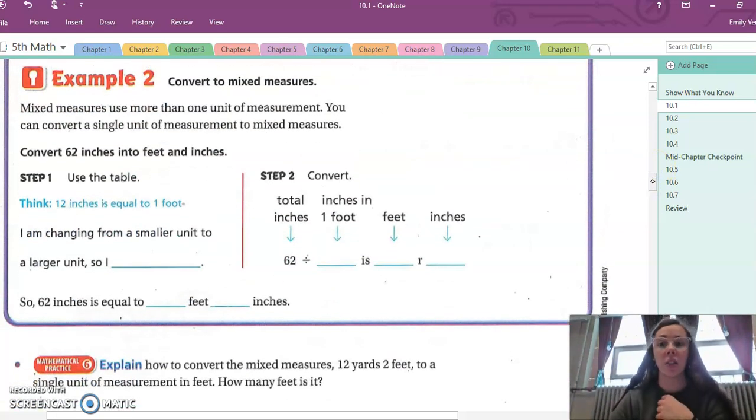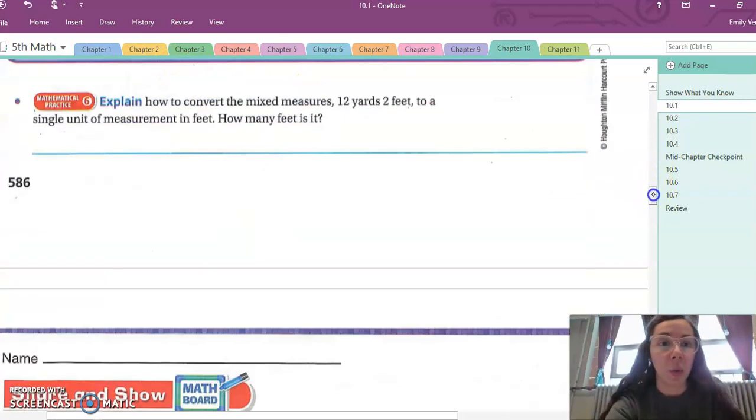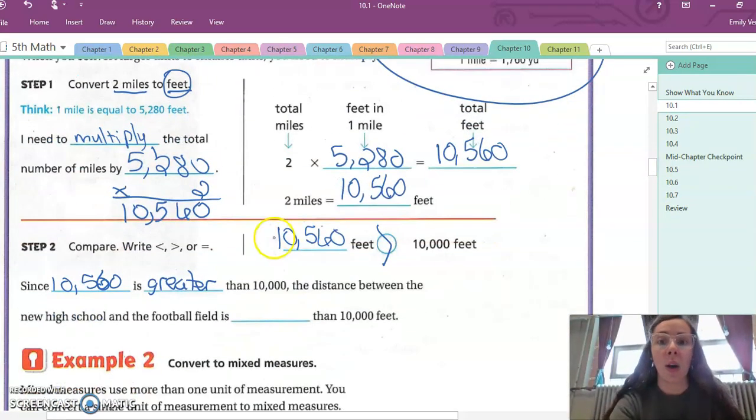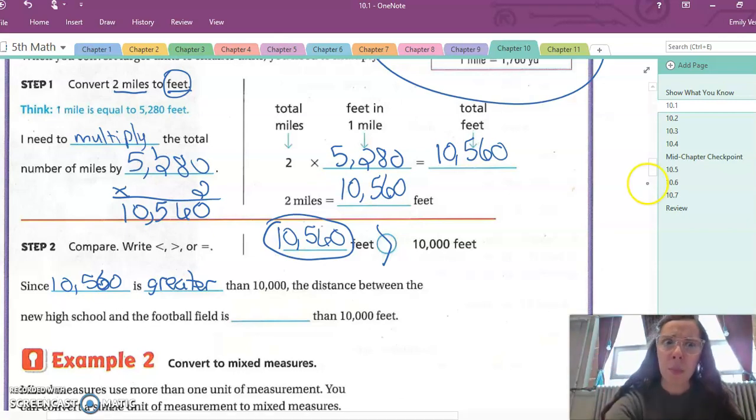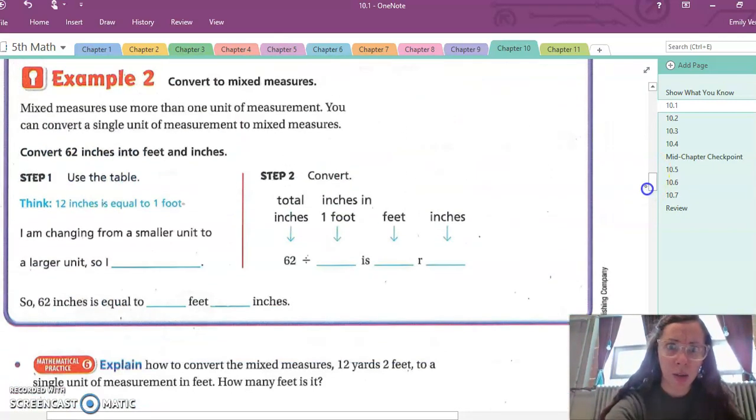This is something else that you'll be seeing. It says convert to mixed measures. Up here, when we converted, we wound up with a nice round number. There's nothing left over when you multiplied, and that's it. That's our number. But sometimes when you convert between them, there's some leftovers. And so this is going to show us how to take care of those leftovers.